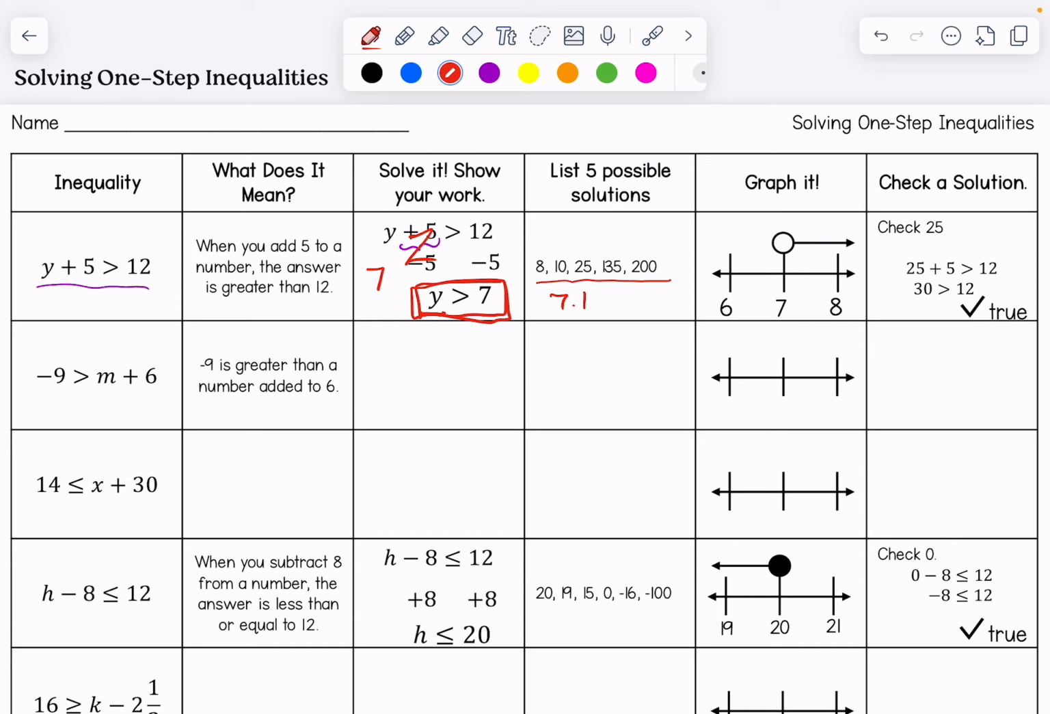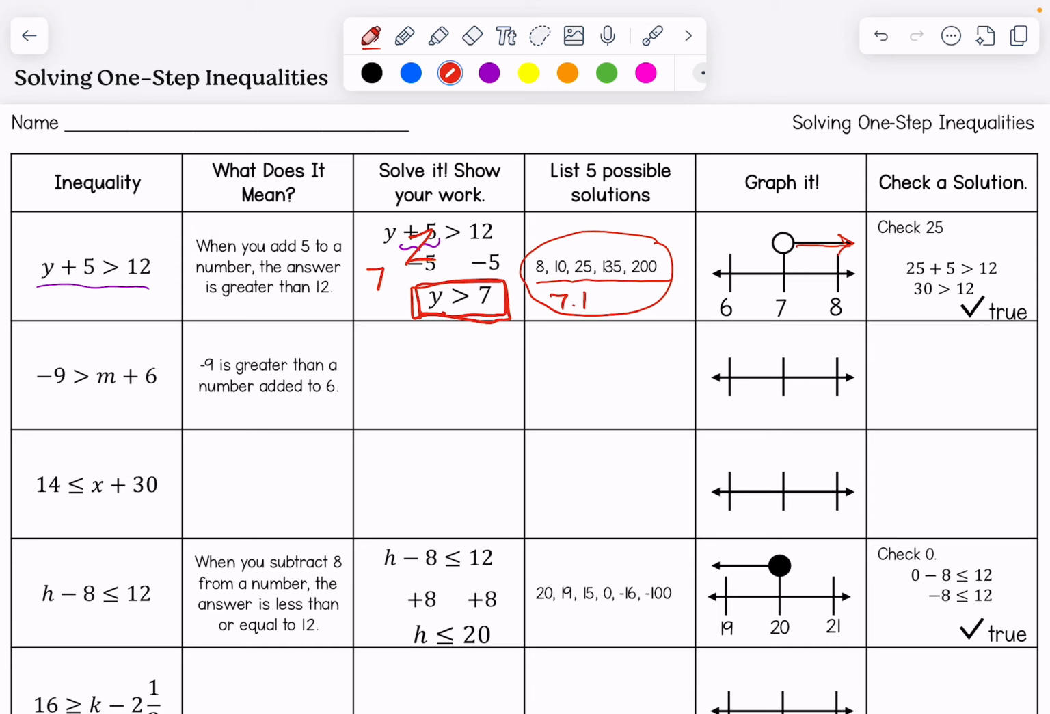Now when we think about what the graph of this inequality looks like, we have an open circle at the 7 because it was just greater than 7, not equal to 7. Then we want to think of where all these possible solutions are on this number line compared to 7. All of those numbers are going to be over to the right, and that's why our arrow goes to the right on this graph.